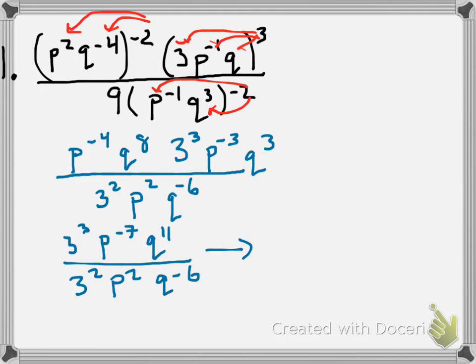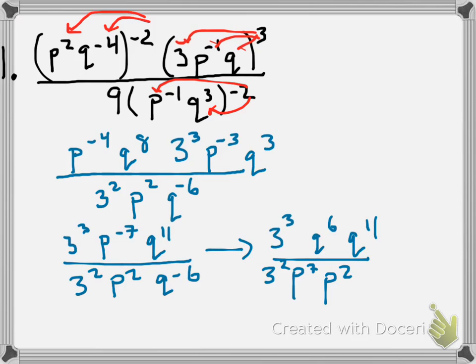Okay, now my little trick here is what I do next is I take everything that was a negative exponent and I put it on the bottom, making it positive. So in other words, this p to the negative 7 can go to the bottom as p to the positive 7. The q to the 11 can stay on the numerator. 3 squared can stay on the denominator. Then I also had that p squared down there, but then that q to the negative 6 can go to the top.